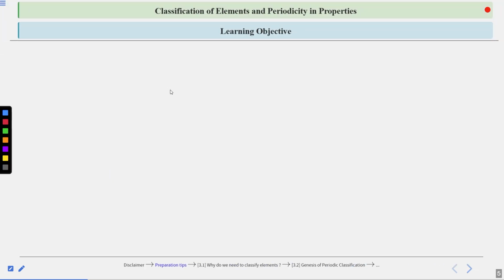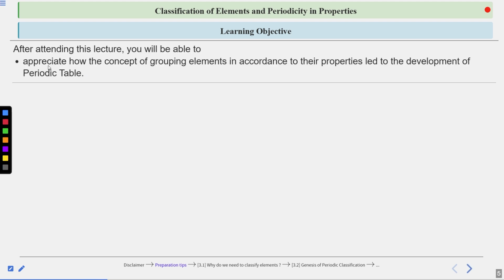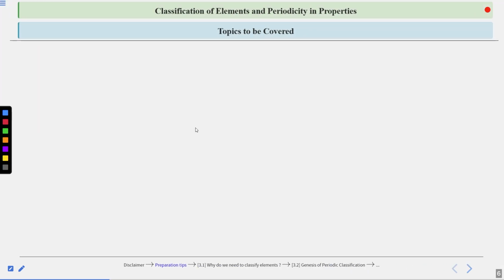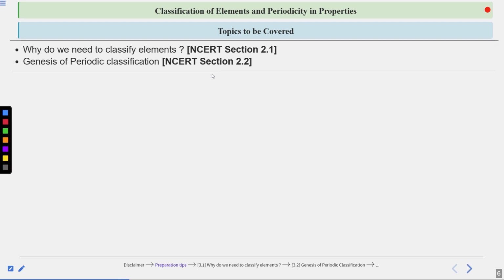Our today's class objective would be learning about the concept of grouping elements. So why do we need to group them? That is important to learn, and that also in accordance with their properties. Now this grouping led to the development of the periodic table. According to the NCERT, we will cover the topic why do we need to classify elements, which is section 2.1. And second, we will learn about the genesis of periodic classification, NCERT section 2.2.